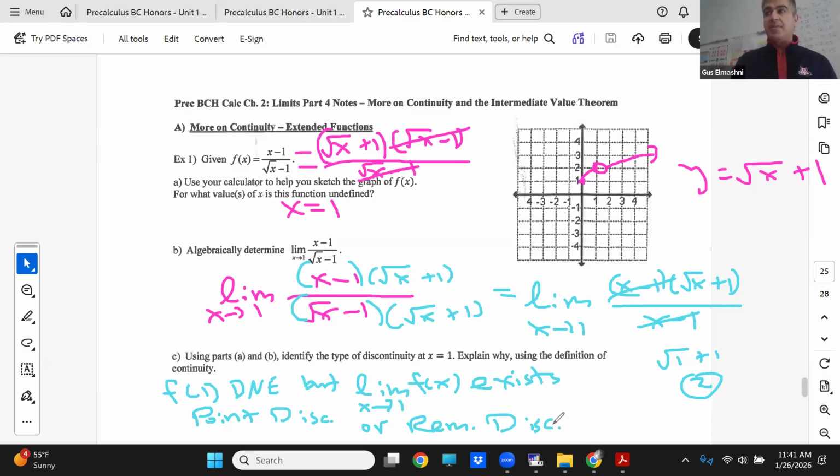Now, what if the limit did not exist, but they approach finite values? So it's kind of like this. Then we call that jump. You would see it on the graph itself. But yeah, so that's part C. Right, correct.